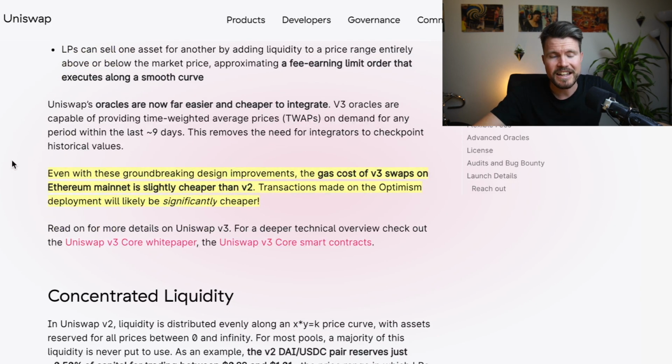Now, even though they've added so many new features and smart contract updates, the gas cost of version 3 swaps on Ethereum mainnet is slightly cheaper than version 2. So even with all of these updates, version 3 is going to be cheaper than version 2. Not drastically cheaper, but cheaper on layer 1. And it's going to be massively cheaper on layer 2 with the Optimism deployment.